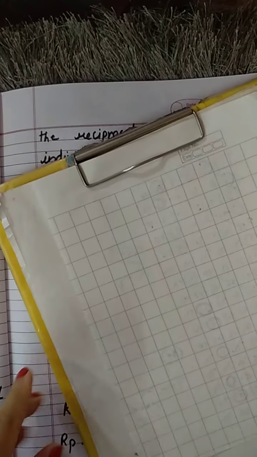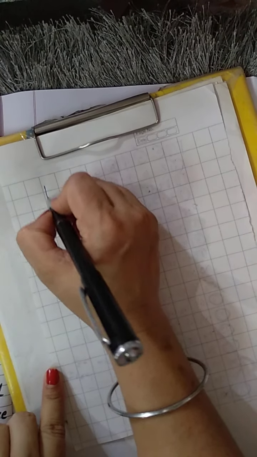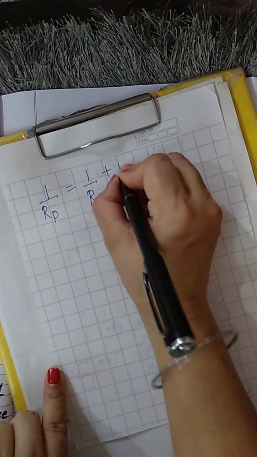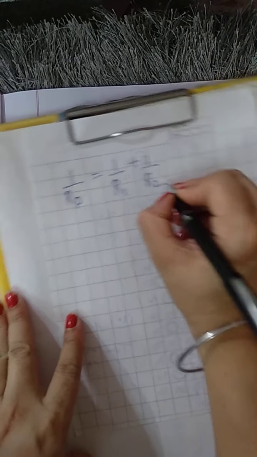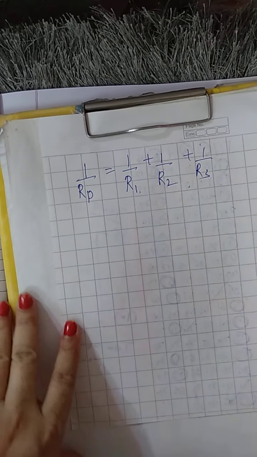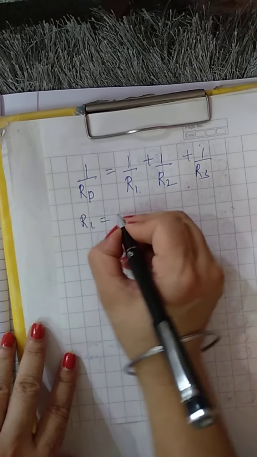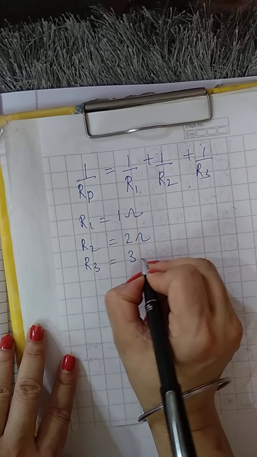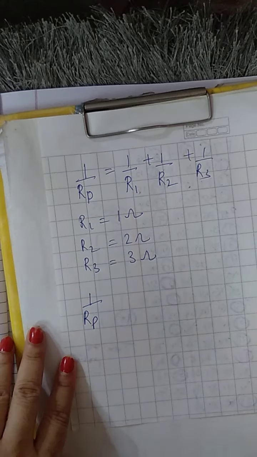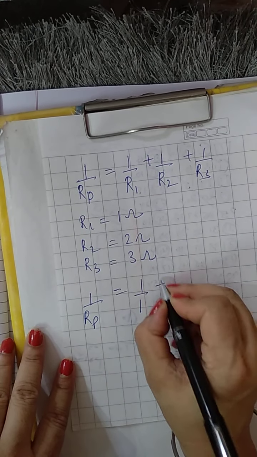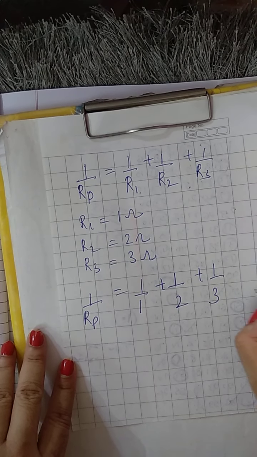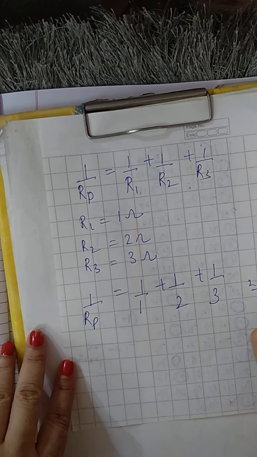So how is this? See, we have written 1 upon Rp = 1 upon R1 plus 1 upon R2 plus 1 upon R3. Let us say R1 is 1 ohm, R2 is 2 ohm and R3 is 3 ohm. Let us find out its parallel combination. So 1 upon 1 plus 1 upon 2 plus 1 upon 3. I am taking a very basic method. Now taking LCM, you know the LCM of these will be 6. Very simple.